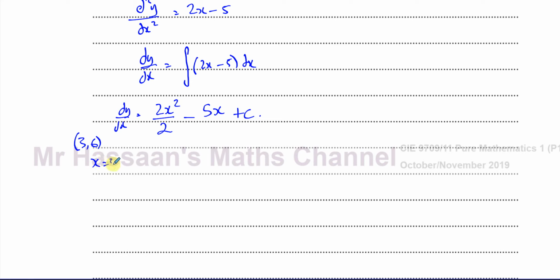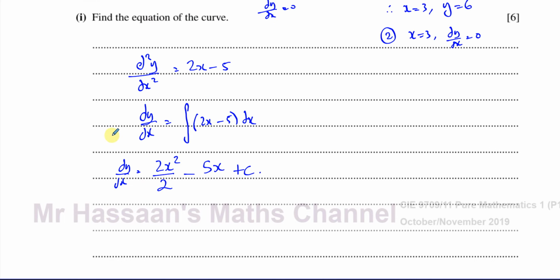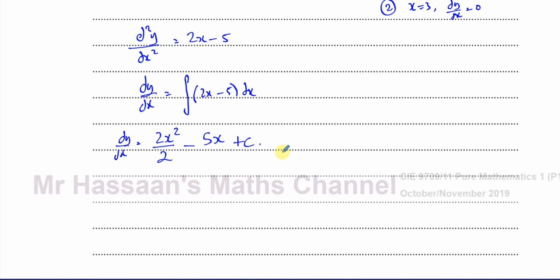So when x equals 3, I know, sorry, this is for later. We know, because we don't have y, we have dy/dx. We know that when x equals 3, dy/dx equals 0. That's what we're going to use first. So when x equals 3, dy/dx is equal to 0.